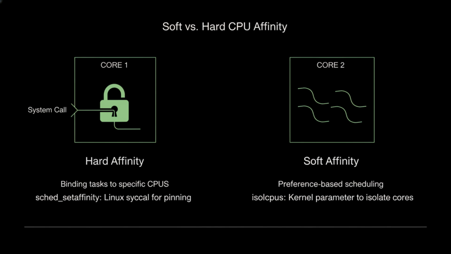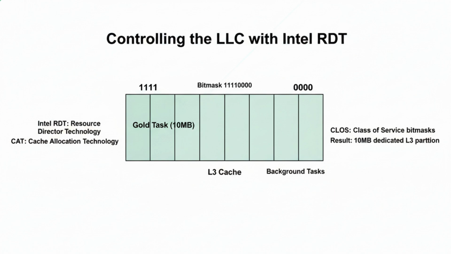We must implement hard affinity using system calls like sched_setaffinity. This binds a process to specific logical cores. However, hard pinning comes with risks. If you pin too many heavy tasks to the same core, you create a hotspot while other cores sit idle. The architect's challenge is to balance cache warmth with load distribution. In modern systems, we often reserve specific cores, isolated via isolcpus, exclusively for the most latency-critical threads in the stack. Software-level pinning is just the start.